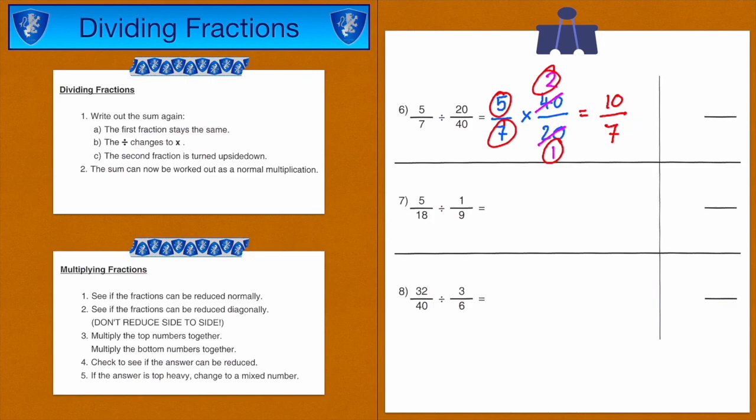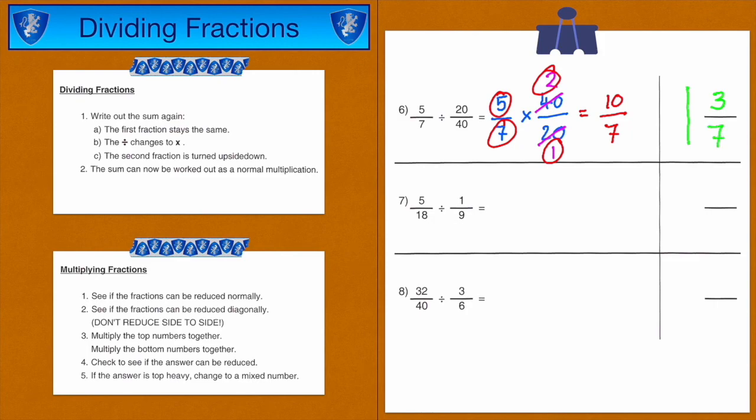Now we don't leave them like this. We need to change it into a mixed number. So remember, this line in the middle means divide. So we're going to do 10 divided by 7. 10 divided by 7 is 1, and remainder 3. Now your remainder 3 goes at the top. The first number is your whole number, the remainder is at the top of the fraction, and the bottom number of the fraction always stays the same. So your answer is 1 3/7.